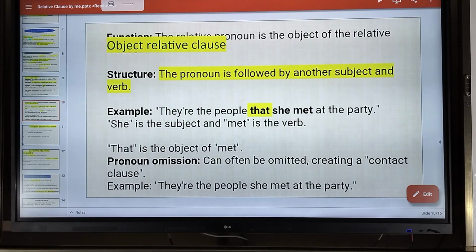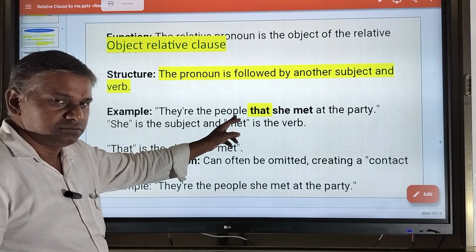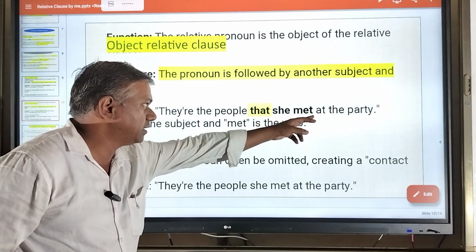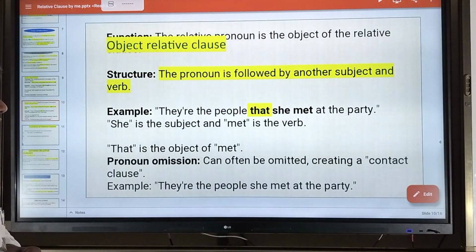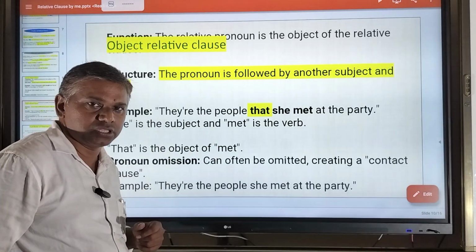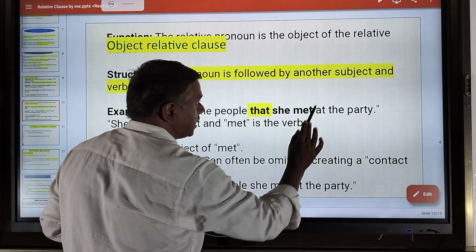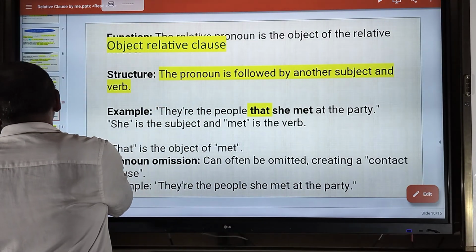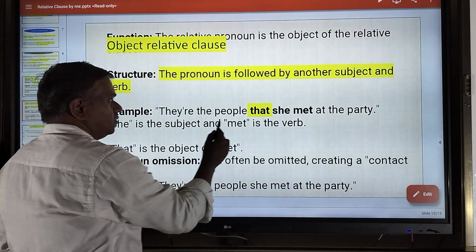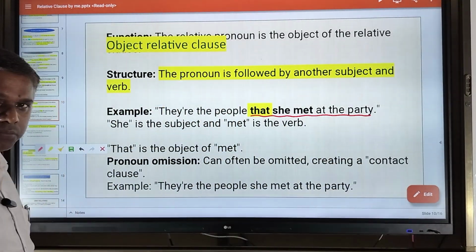ऑब्जेक्ट रिलेटिव क्लॉज. देखिबा केमति ऑब्जेक्ट रिलेटिव क्लॉज होछि. They are the people that she met at the party. तले सेठी हमें पढ़थिले they are the people who met, एमति पढ़थिले. एठी लेखा है they are the people that she met at the party. Here which one is the subordinate clause? Which one is the subordinate clause? That she met at the party.